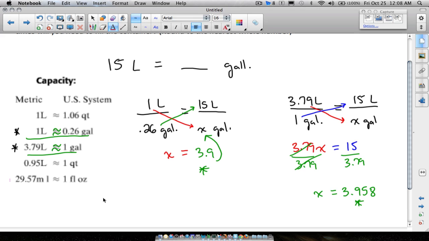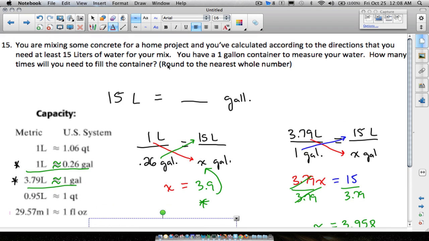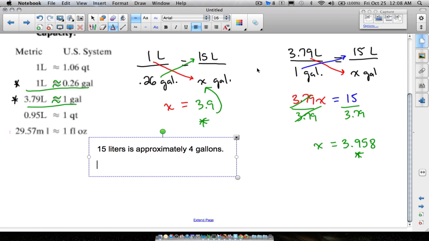It wouldn't hurt my feelings if you said this. It's approximately, okay, let's do this. Let's say 15 liters is approximately 4 gallons. And you might say, well, where does 4 gallons come from? I'm just rounding to the nearest whole number. Oh, well, look, lucky us. It says right here, round to the nearest whole number. So we got lucky there. 15 liters is approximately 4 gallons.